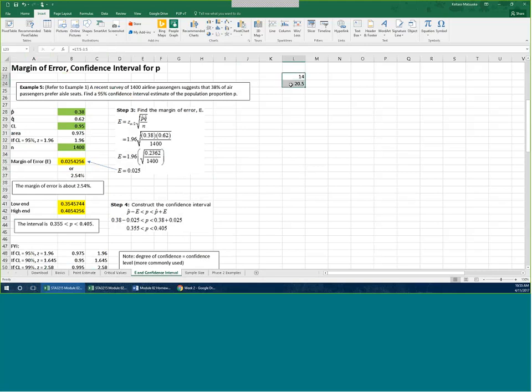So I'm going to calculate these equivalent over here. So that's what these cells do. So 0.35, that means 0.38 minus 0.025 to get this. And this number is 0.38 plus 0.025 to get this number. So that's the interval. Okay? So that's how you do the calculations.